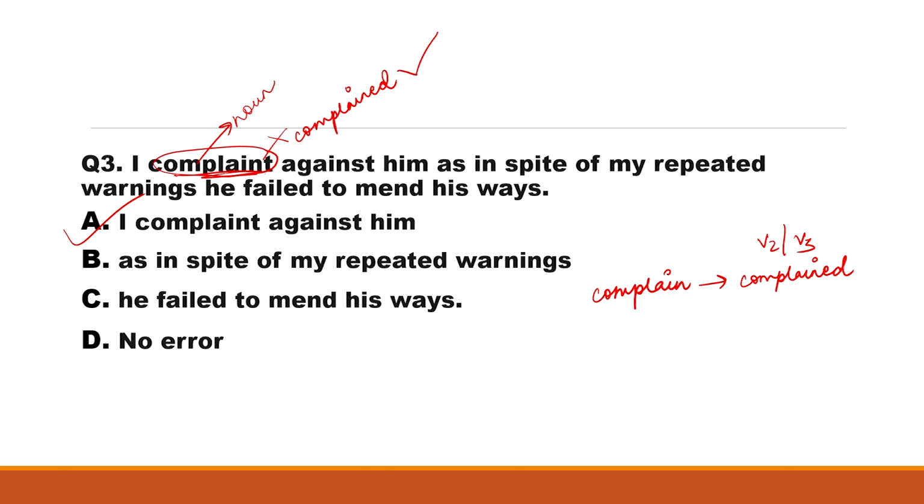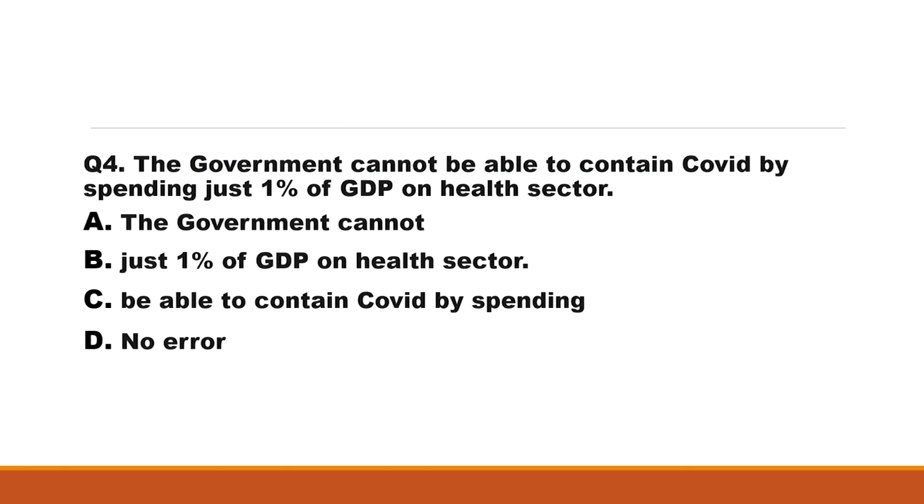Hence, the correct sentence should be, I complained against him as in spite of my repeated warnings, he failed to mend his ways. Now, next, solve this one.